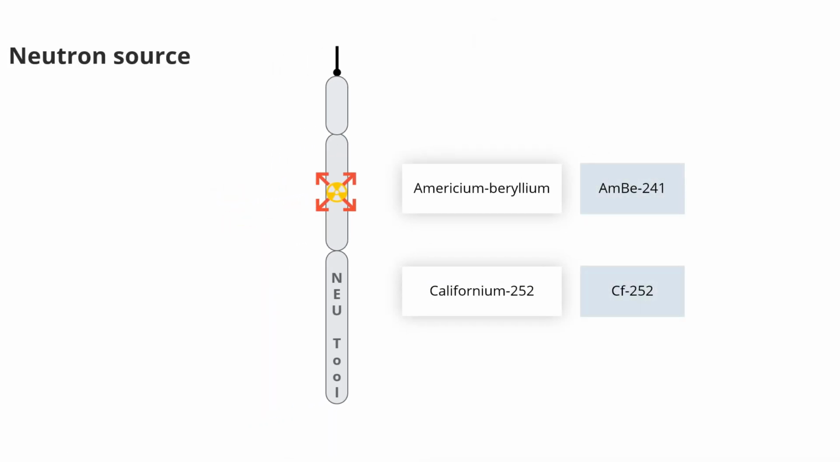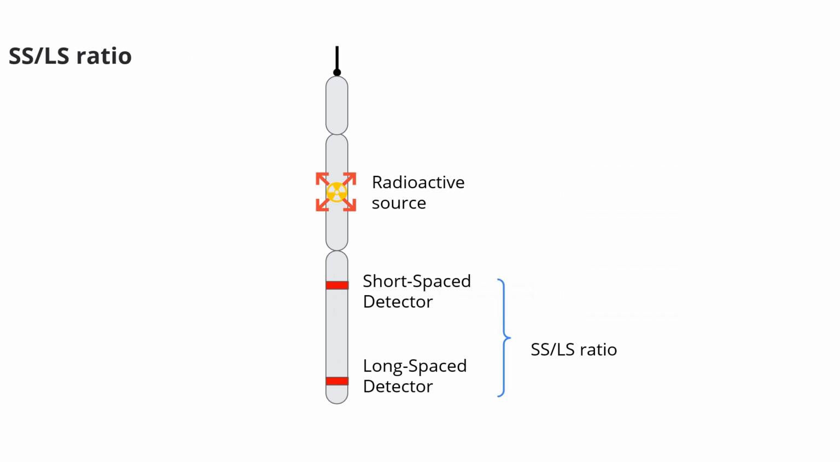The neutron source in porosity tools typically involves a chemical source, such as americium-beryllium or californium-252. These sources emit high-energy neutrons that interact with the surrounding formation. Nuclear logging tools typically use two detectors, a short space (SS) detector close to the radioactive source and a long space (LS) detector further away.